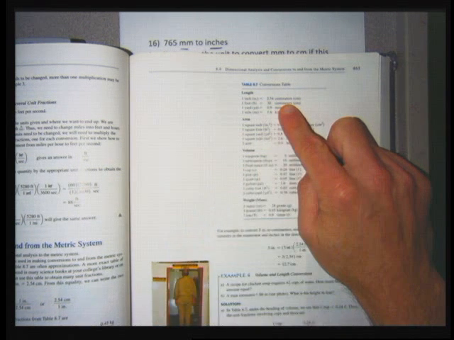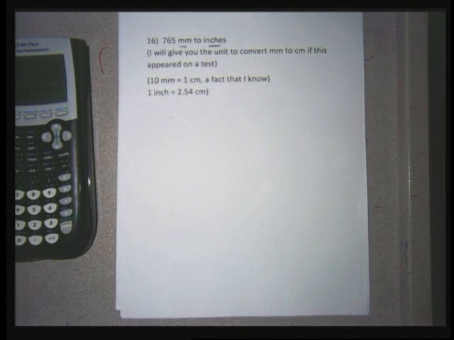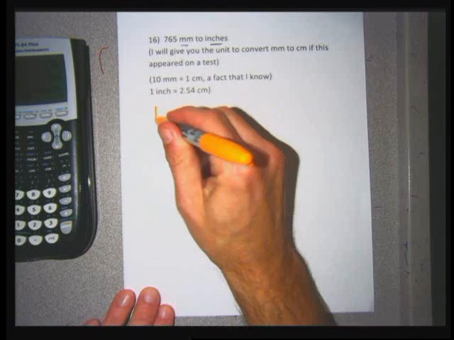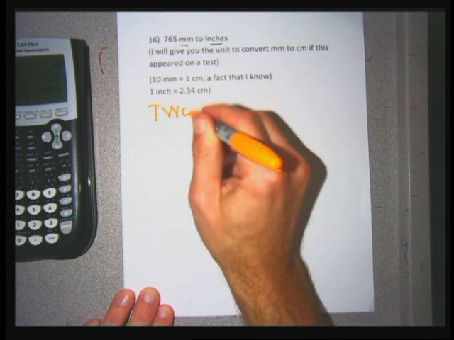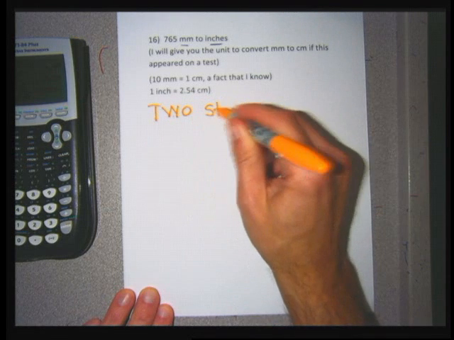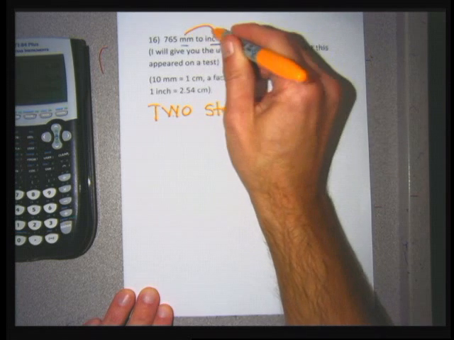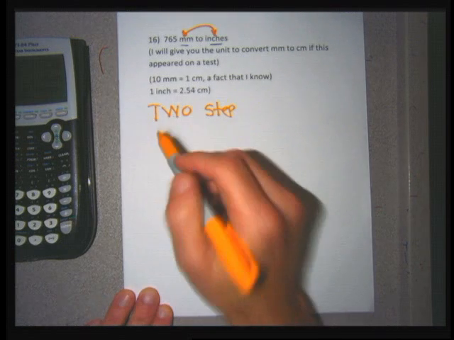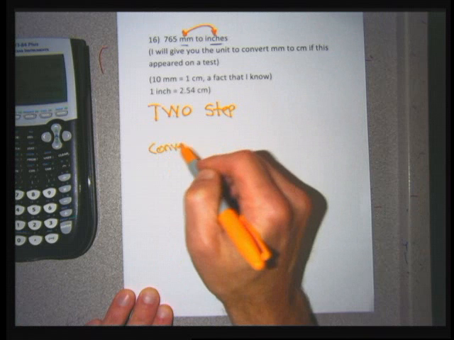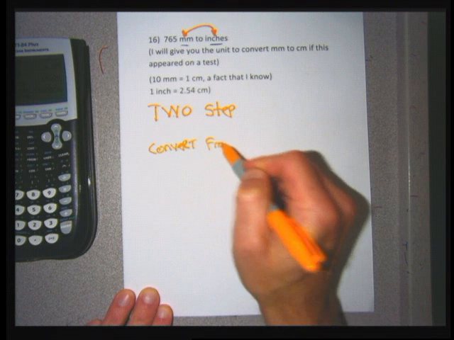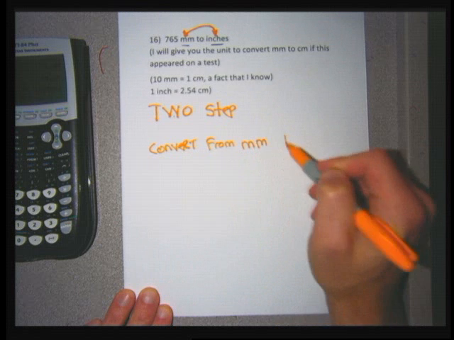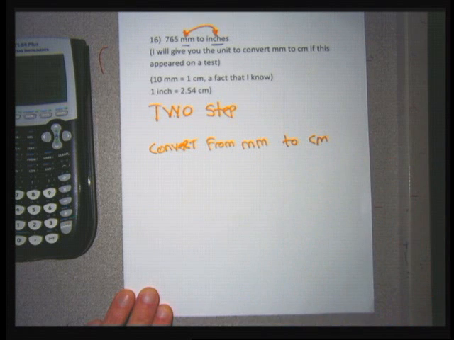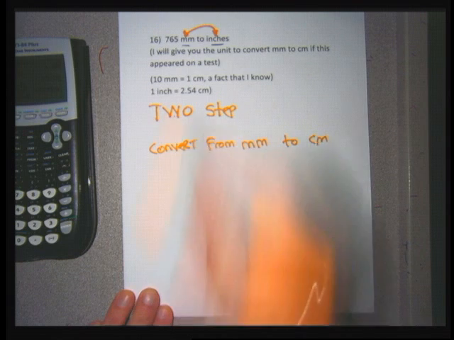Unfortunately, the length I was given is in millimeters, and had we done section 8.1, we'd know how to convert from millimeters to centimeters, and then I can go from centimeters to inches. So I'm going to do this in 2 steps. The first step I have to do, because I don't know a relationship between millimeters and inches, but I do know a relation between centimeters and inches, is to convert from millimeters to centimeters.